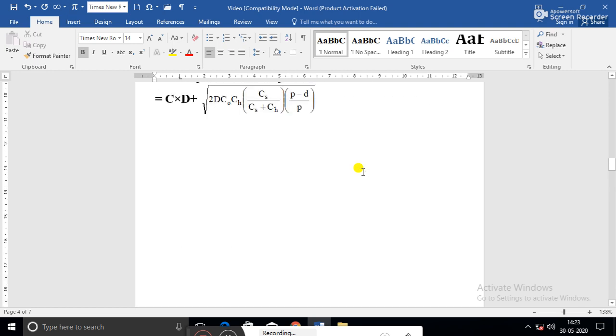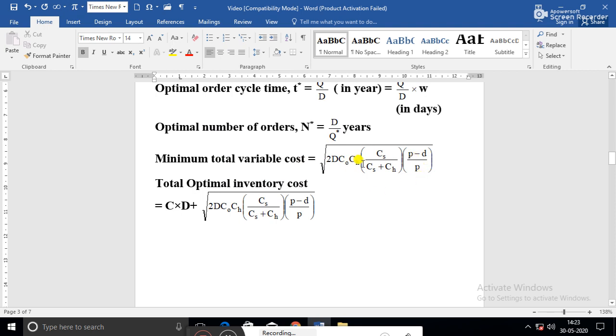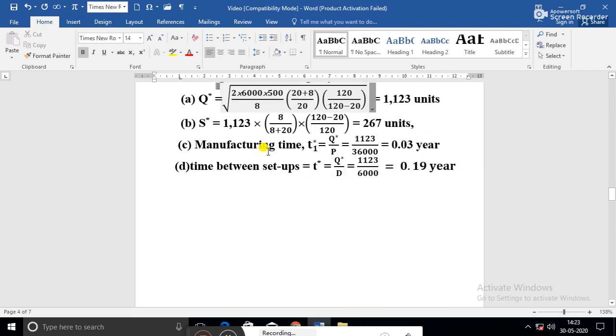The formula for cost is given here. If it is asked, we can find it out. And then they have asked two things. One is the manufacturing time, that is Q star by P. P is annual production. This is the EOQ size, 1123, divided by 36,000, which is the production. So what is the manufacturing time? 1123 by 36,000, if you divide, is 0.03 year. If you want to convert to days, it is 0.03 into 300, and you will get approximately 9 days.